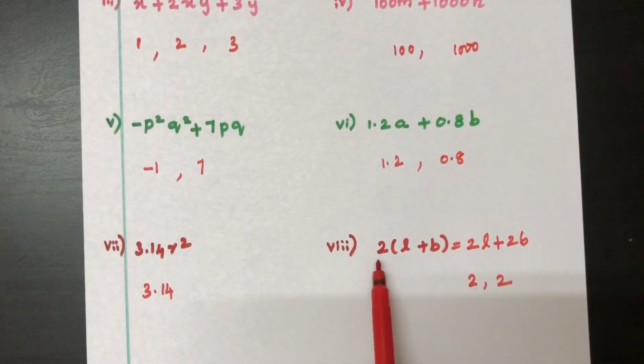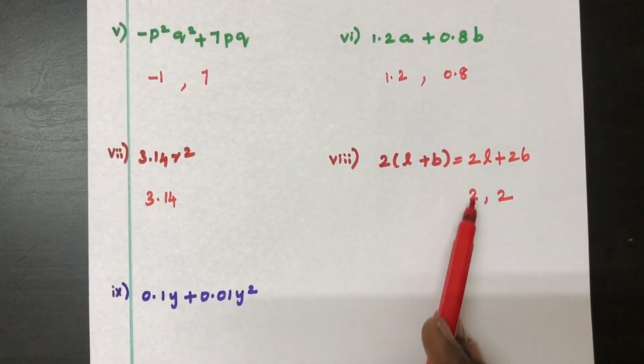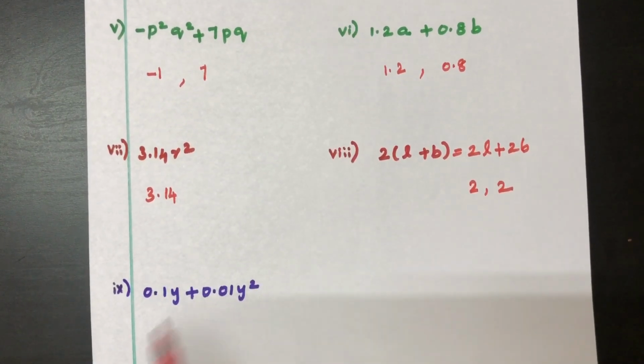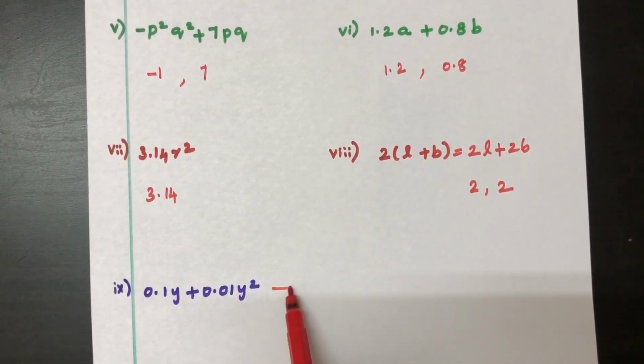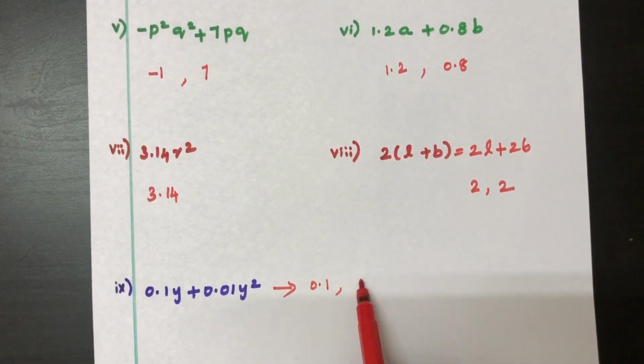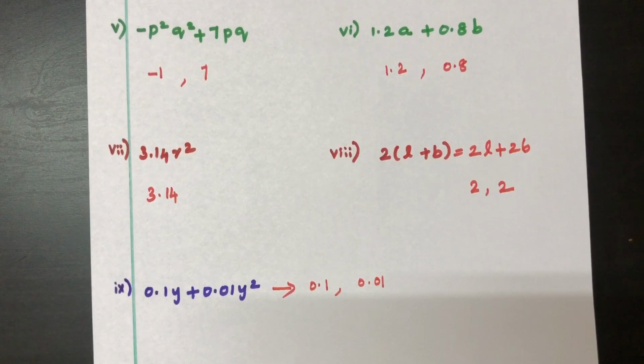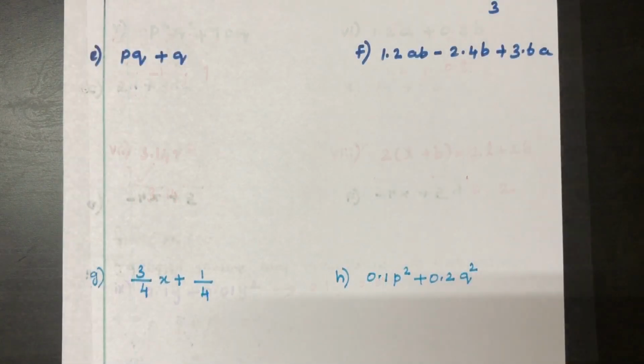You should not give 2 as a common coefficient. So for the terms, the first term is 2, the second term is also 2. Now, what are the coefficients here? First term, 0.1 is the coefficient. Second term, 0.01 is the coefficient. So coefficient means we need to give only the number multiplied with the variables. What are all the numbers alone multiplied with the variables? Those are called the coefficient of the particular term.